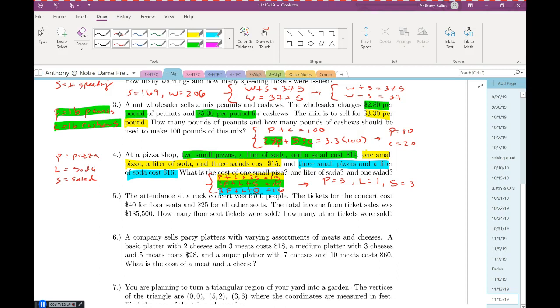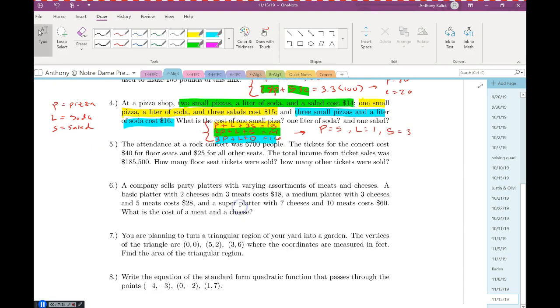Okay. 5. The attendance at a rock concert was 6,700 people. The tickets for the concert cost $40 for floor seats and $25 for all other seats. The total income from ticket sales was $185,500. How many floor seat tickets were sold and how many other tickets were sold? How many variables do we have for this system?